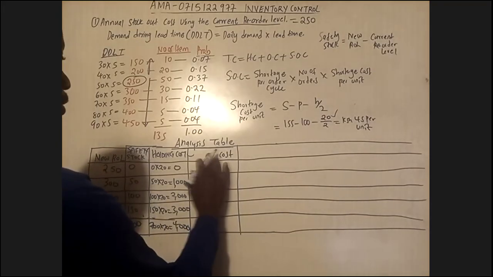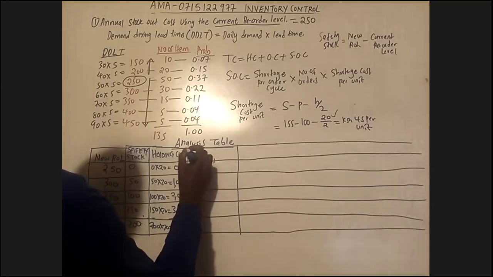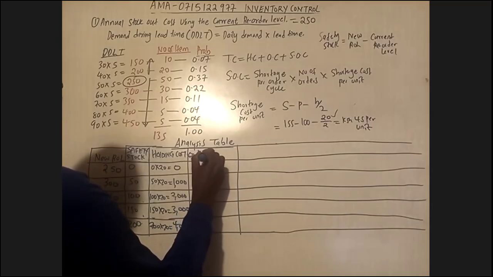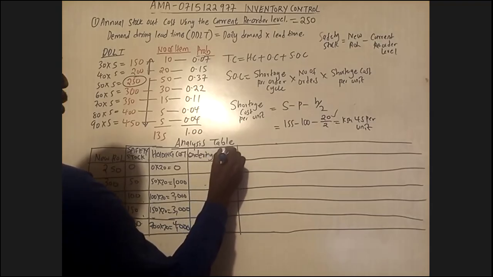Then tuende kwa ordering cost. So is it clear now?